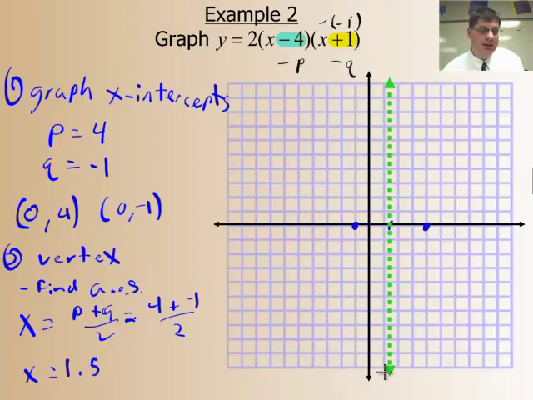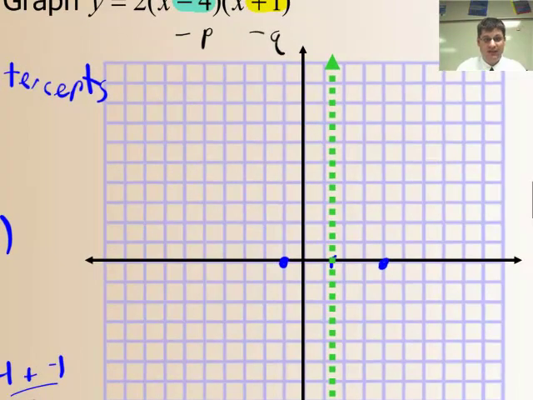I know this vertex is going to be a minimum because the a value is 2. It's positive, so it's opening up. Thus the vertex is a minimum. And it's got to be somewhere on this axis of symmetry. Where? Well, the axis of symmetry and the vertex have the same x, so we substitute that x into the equation and find y, and that's the other part of the coordinate we need in order to get our point.